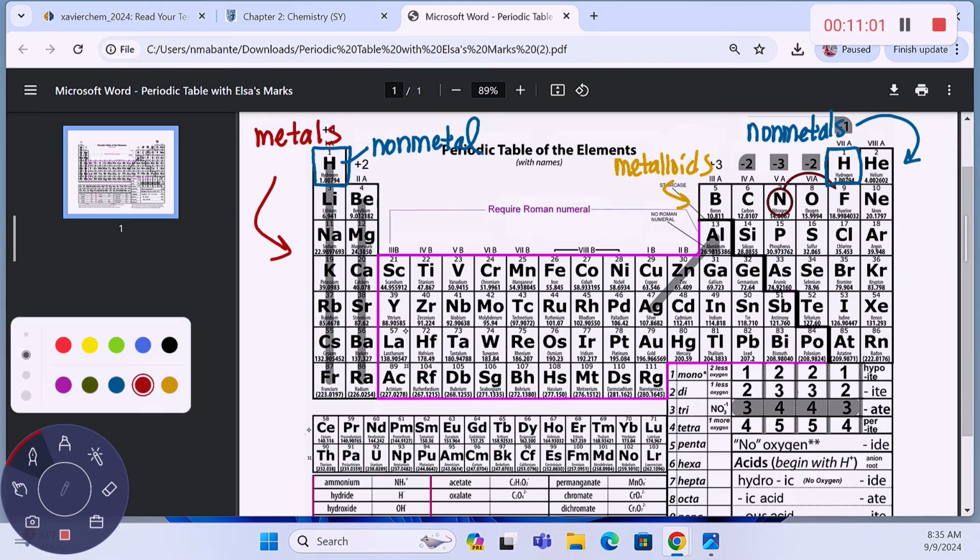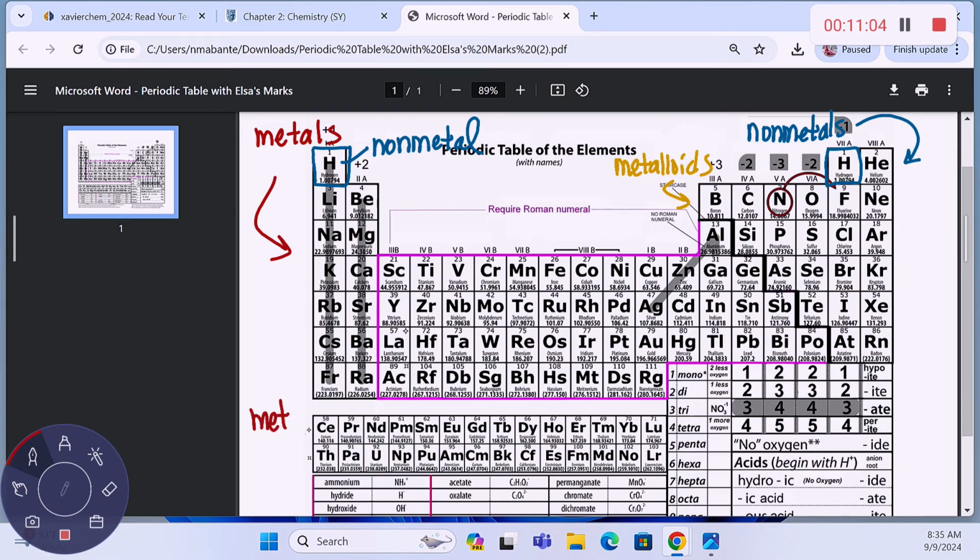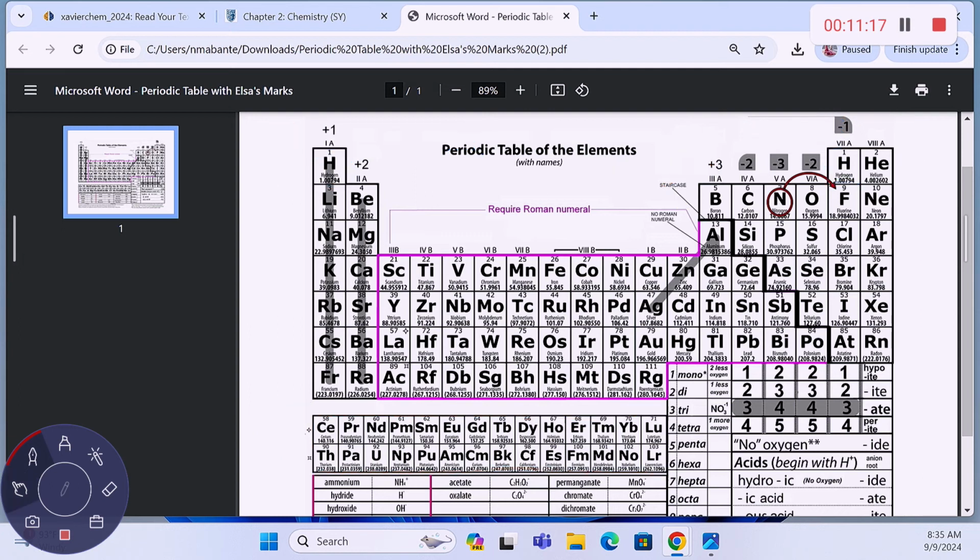And then just so that there's no confusion, these two rows that are detached down here, these are also metals as well. So I would color those the same color as your metals, okay? Now, I'm going to go back to the book.